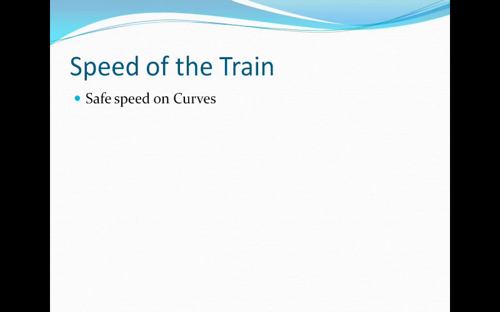This speed to negotiate curves safely depends upon the following factors: the gauge of the track, the radius of the curve, and the distance at which the resultant of the weight of the vehicle and its centrifugal force acts from the center of the track. If you want to understand the concepts of resultant and centrifugal forces better, you have to go back to your engineering mechanics, where we have looked at the resultants of different types of forces.